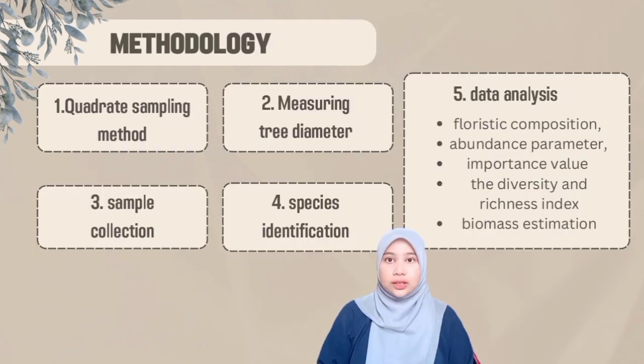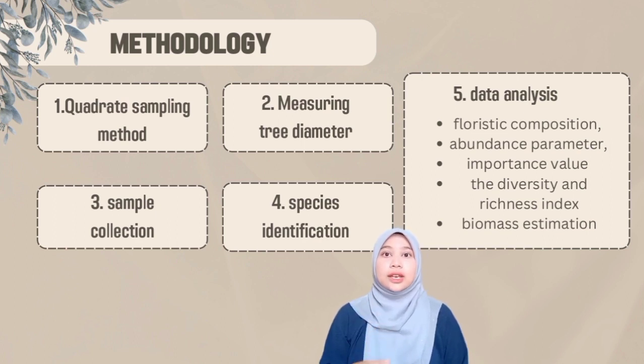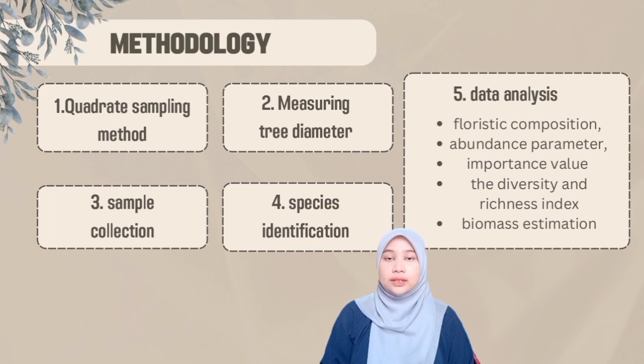For the methodology, 25 ecological plots of size 20 times 20 meter each, which is equal to 1 hectare, were established in compartment 75. All trees with DBH above 10 cm were identified, tagged, and measured. The identification of trees was based on the numbers of individuals in each species found in the study area, tree size, and visual observations. Following that, all the data from taxonomic composition, abundance parameter, importance value, and the diversity and richness index were analyzed.